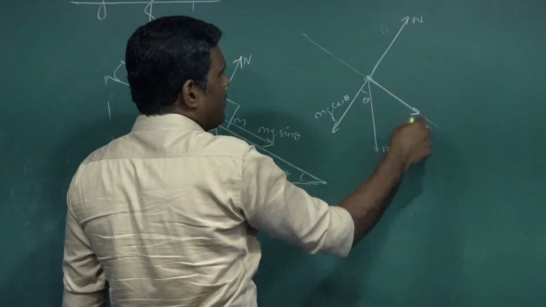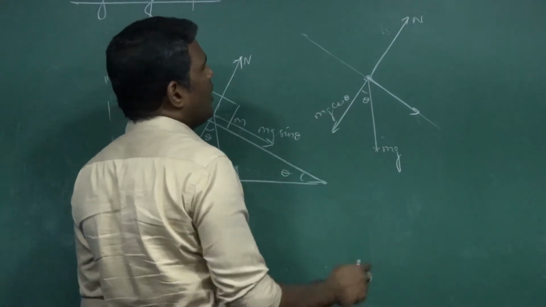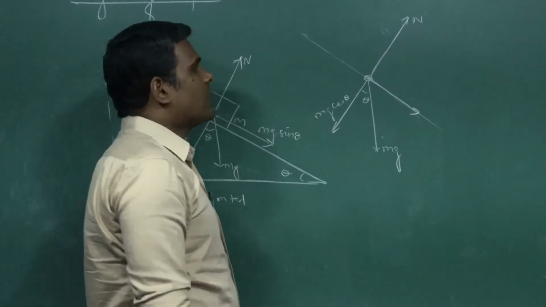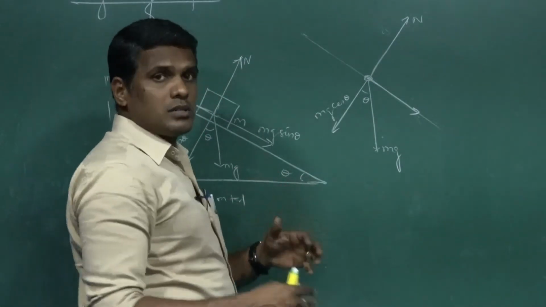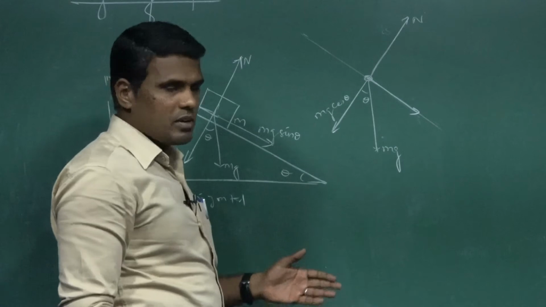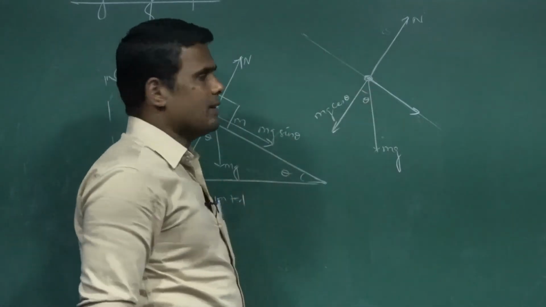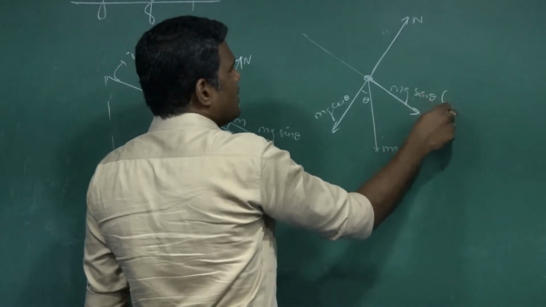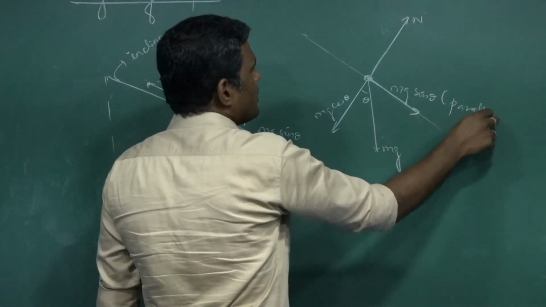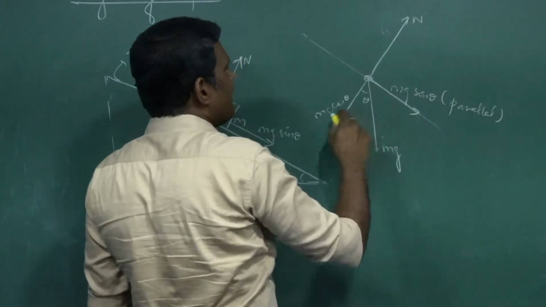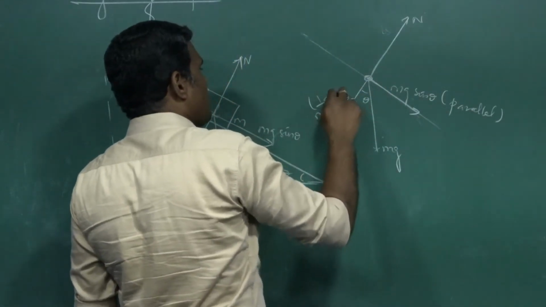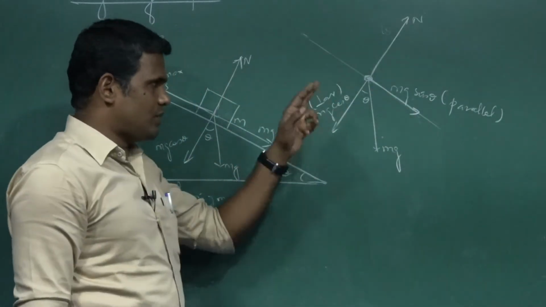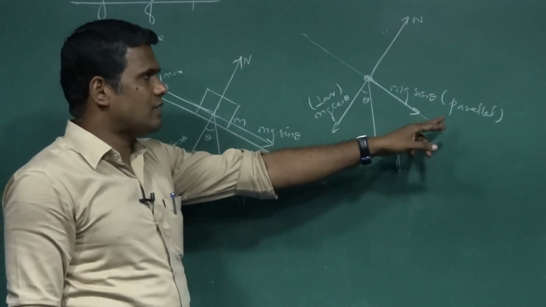While drawing an FBD, you should not draw this kind of reference lines. You have to consider the body alone. But to explain which one is the parallel component and which one is the perpendicular component, I am just taking a reference line here. This is mg cos theta and this one is mg sin theta. This one is the parallel component, parallel to the incline, and mg cos theta is the perpendicular component, perpendicular to the incline. So there are two components, mg cos theta and mg sin theta.